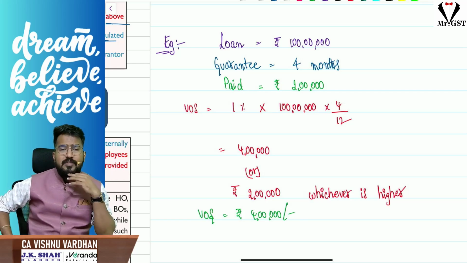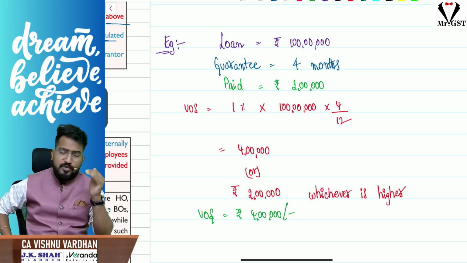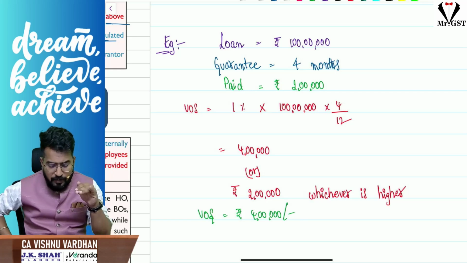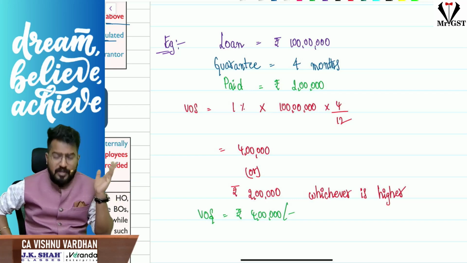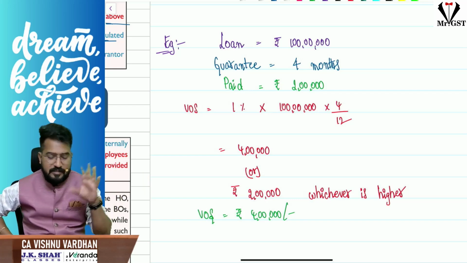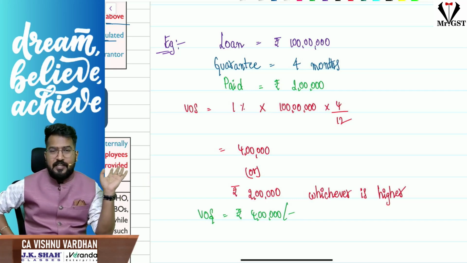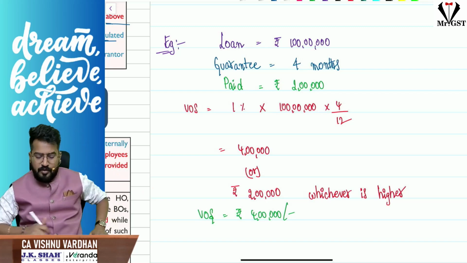What is the value of supply? 1% of 100 crores, sorry, 100 lakhs, into, this is not for 1 year, this is for 4 months. So 4 divided by 12. Compare, you will get 4 lakhs. Or compare it with 2 lakhs, whichever is higher. 4 lakhs is higher, so value of supply will be 4 lakhs. That way, proportionately, you should do the calculation. Hope it is clear for you.